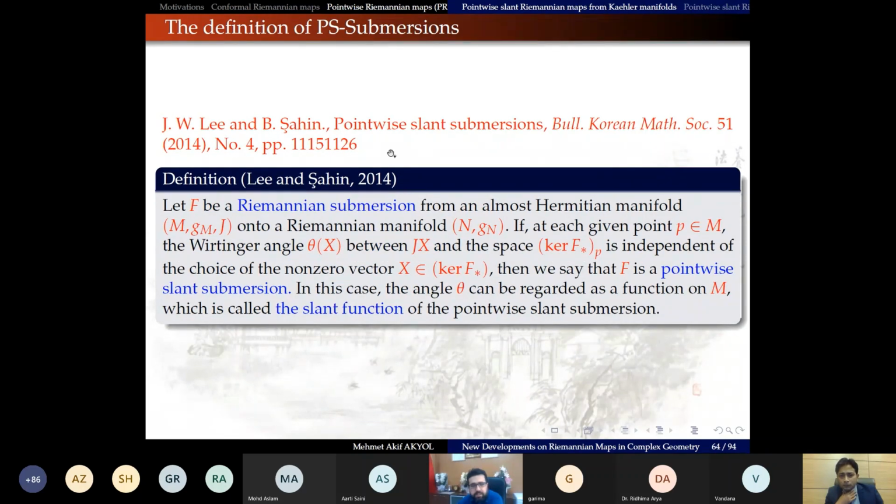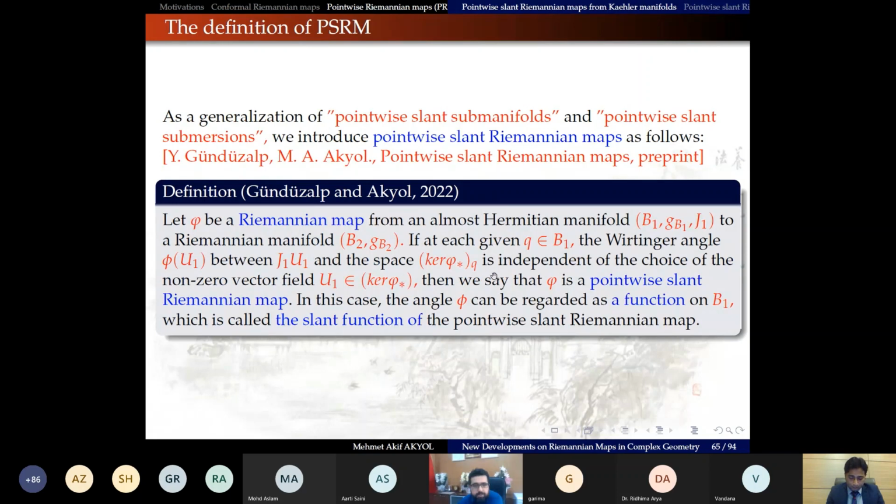In 2014, Lee and Şahin defined pointwise slant submersions. Slant Riemannian submersion was defined by Bayram Şahin. In pointwise slant submersions, theta is also a function, regarded as a function on M. F is a Riemannian submersion. The difference from slant submersions is that the angle is a function. Now I'm giving our definition. As a generalization of pointwise slant submanifolds and pointwise slant submersions, we introduce pointwise slant Riemannian maps. Gündüz Alp and Akgül, in 2022, defined the pointwise slant Riemannian maps. In this case, we have a Riemannian map, and the angle can be regarded as a function.